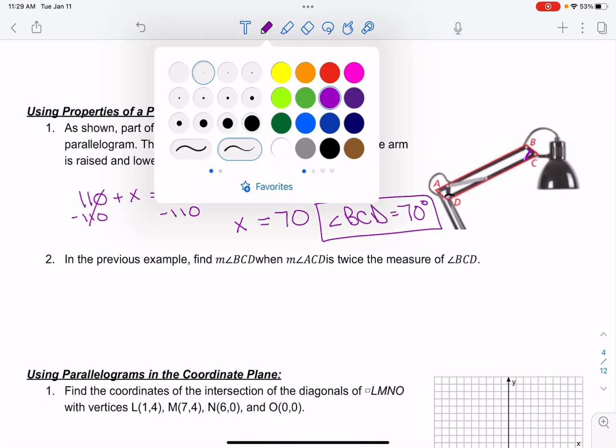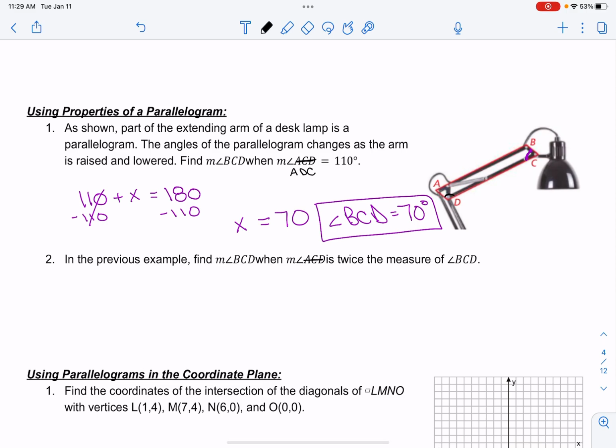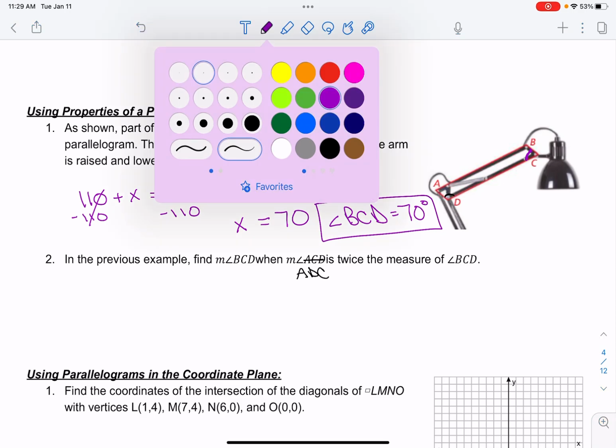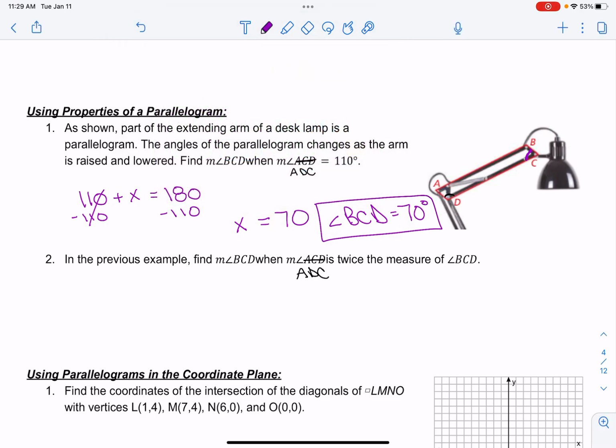All right, and then we have the same issue in the second example. So ACD, again, should be ADC. And so it says, in the previous example, find the measure of angle BCD when ADC is twice the measure of BCD. So we're going to say BCD is x. So when it says the previous example, it just means this picture. It is not at all referring to the numbers that are there, just the picture that we have.